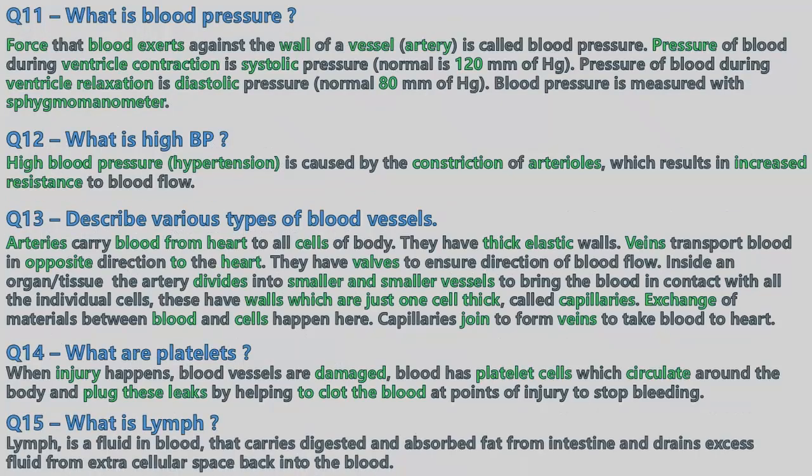What is lymph? Lymph is a fluid in blood like plasma itself that carries digested and absorbed fat from the intestine and drains the excess fluid from the extracellular space back into the blood. Lymph is nothing but a part of the blood. It's a fluid which carries fat from the intestine.